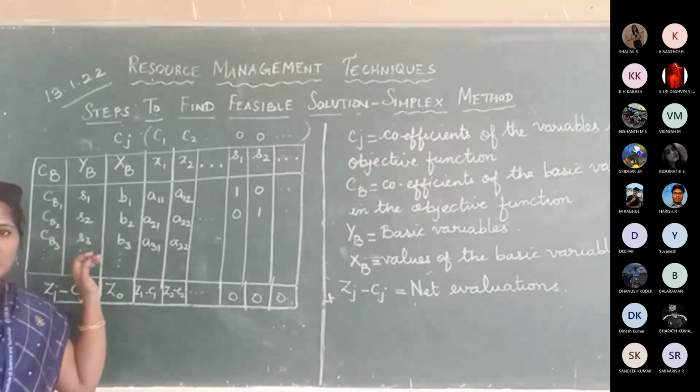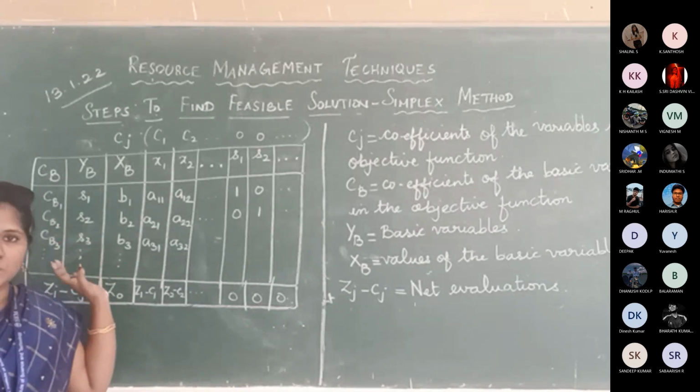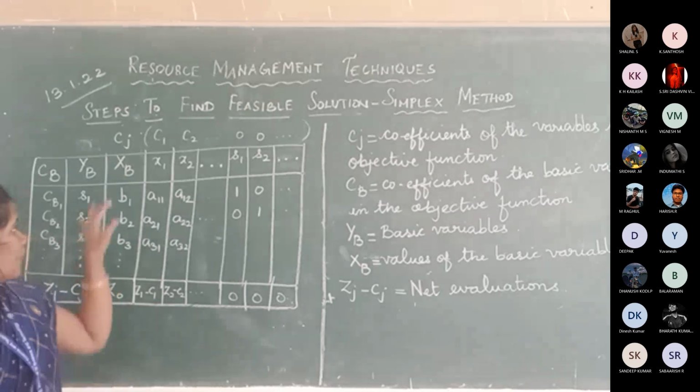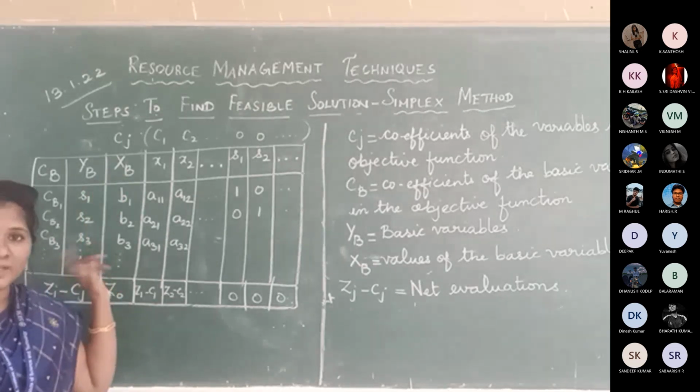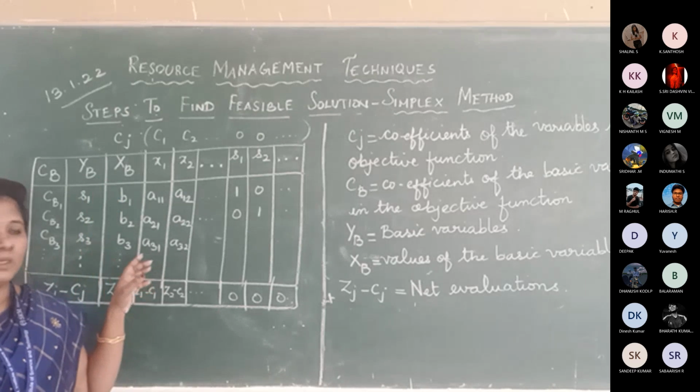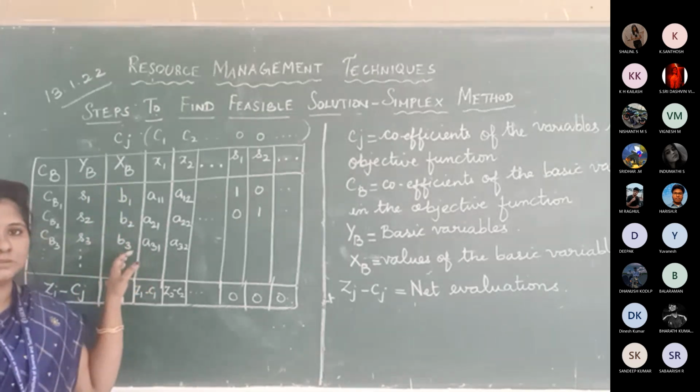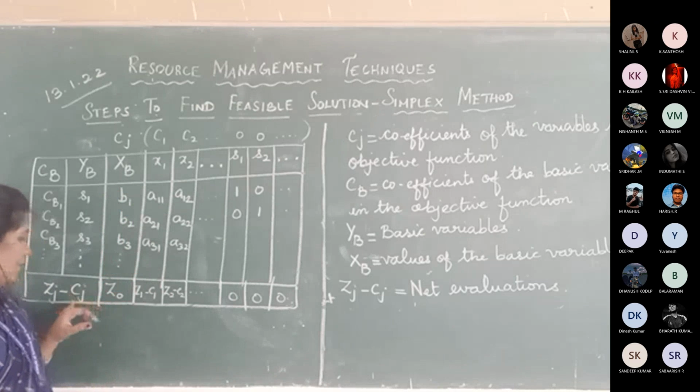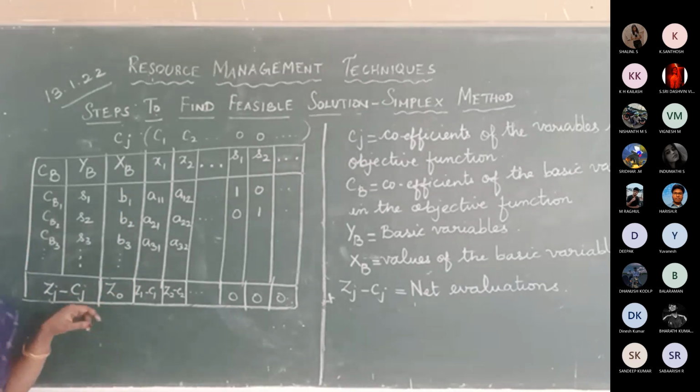The basic variables you will be writing here are nothing but your slack variables. And for XB, you will find out the value of the slack variable, and that value you will substitute here. After that, your Zj minus Cj is nothing but your net evaluation.